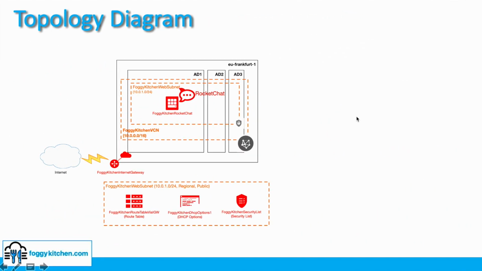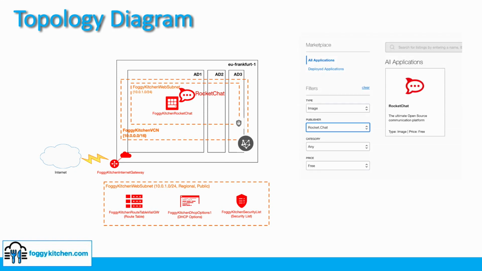Real quick thing, a closer look at our topology diagram. As you can see, we will have a not so complicated infrastructure, just one VCN and one public subnet with access to the internet, and we will have one machine which will be deployed with a RocketChat image which is available in our marketplace. And that's it. Let's go to the next slide.